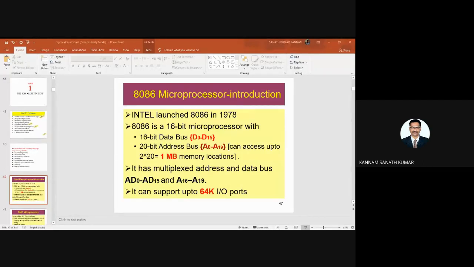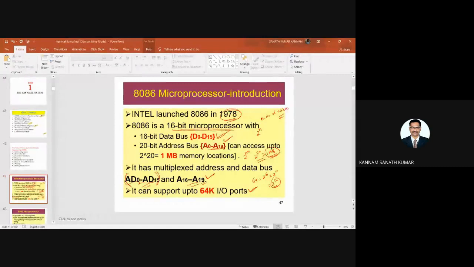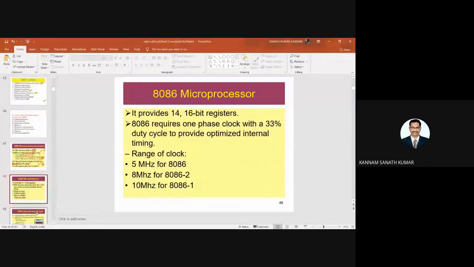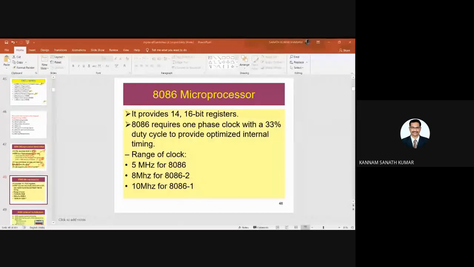Okay, and next, if you see, it provides 14 16-bit registers, and it requires a single-phase clock with 33% duty cycle. As you know, what is duty cycle? Duty cycle is given by T on by T on plus T off. So 33% duty cycle.